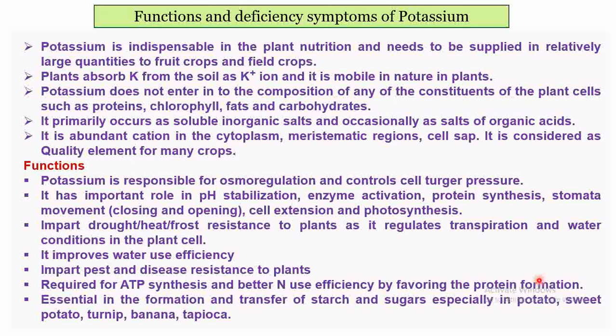Essential in the formation and transfer of starch and glucose, especially in potato, sweet potato, turnip, banana, tapioca. So they are essential for the conversion of starch and sugar. These are all the roles of potassium in plant.